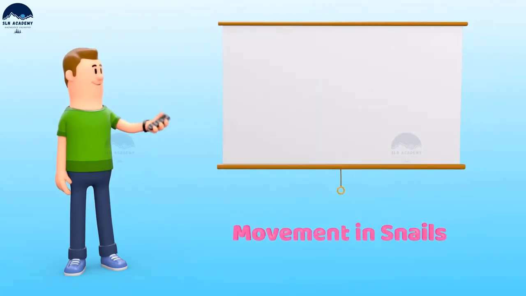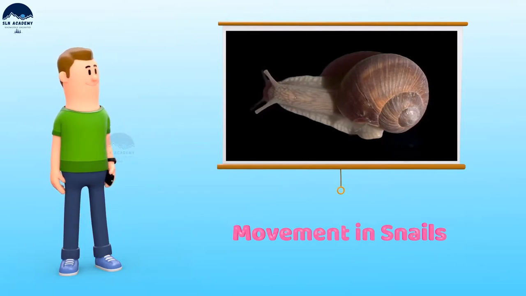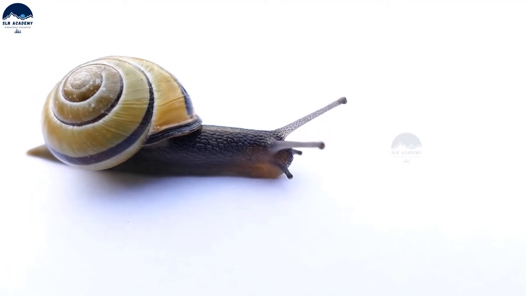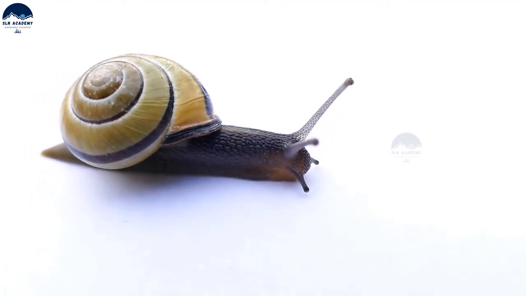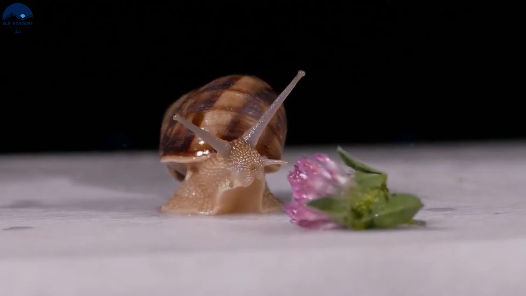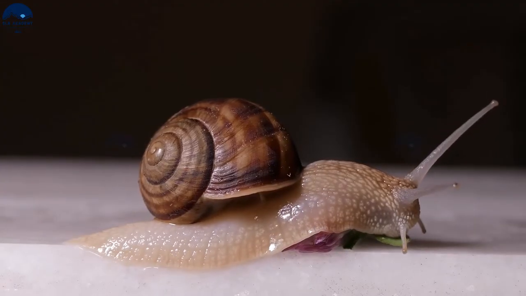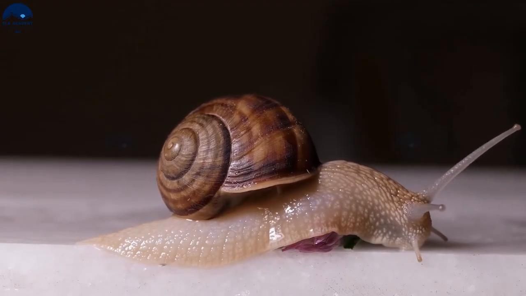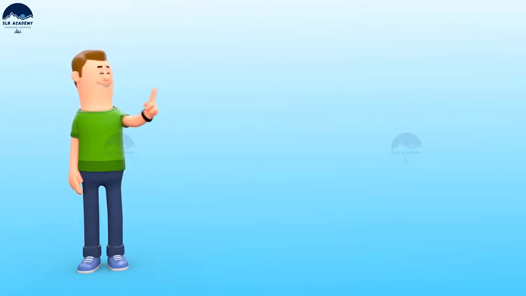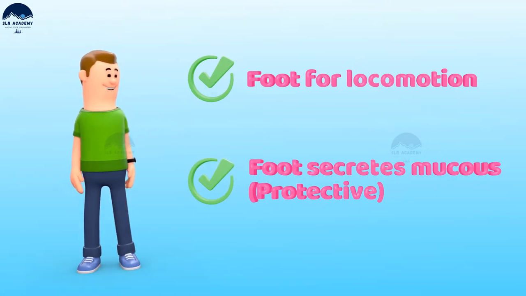Movement in snails. The shell is the outer skeleton of the snail, but it is not made up of bones. The shell is a single unit and does not help in moving from place to place. It is dragged along. The thick structure is its foot, made of strong muscles. The wavy motion of the foot can be seen. Structures that support movement in snails are the foot for locomotion and the foot that secretes mucus.